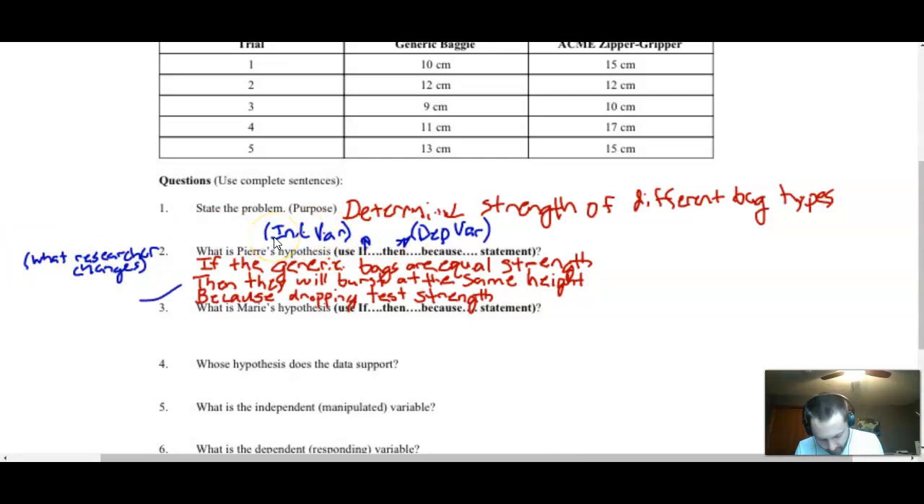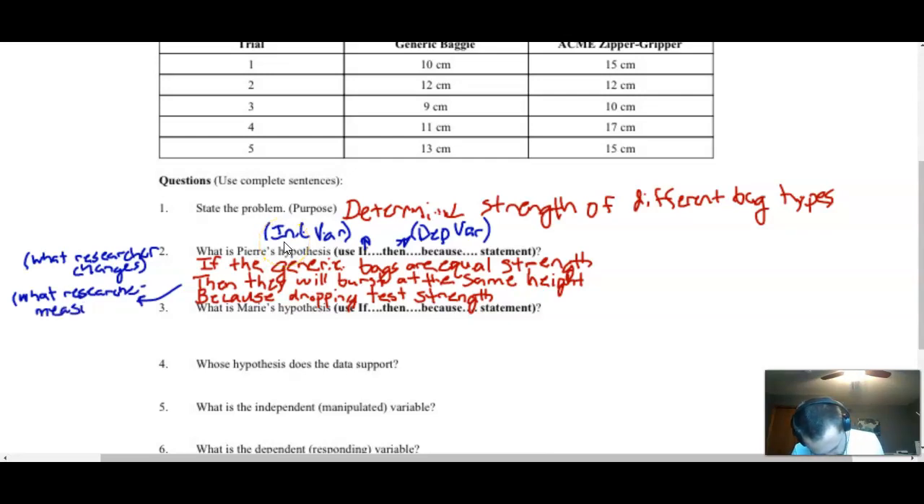Our dependent variable is our then statement, right? If this, then our dependent, what it depends on, which is always going to be what the researcher measures. So what are they measuring in this case?